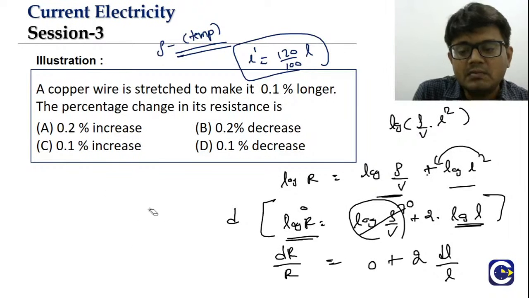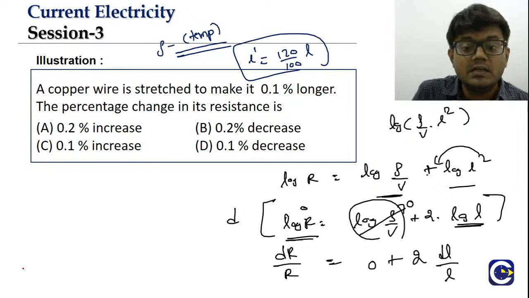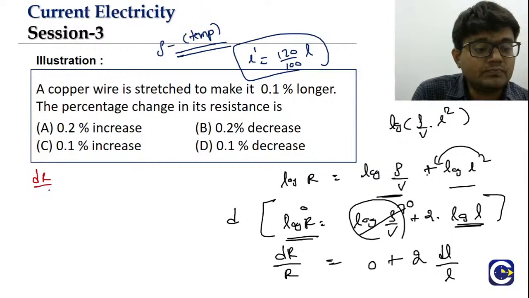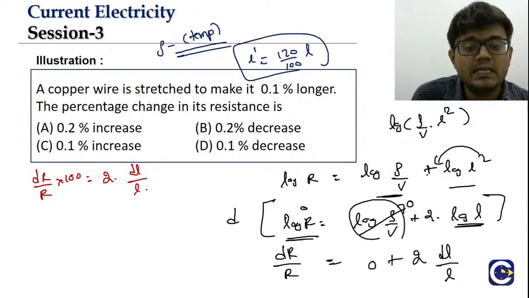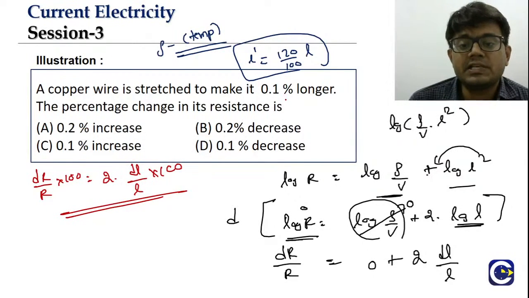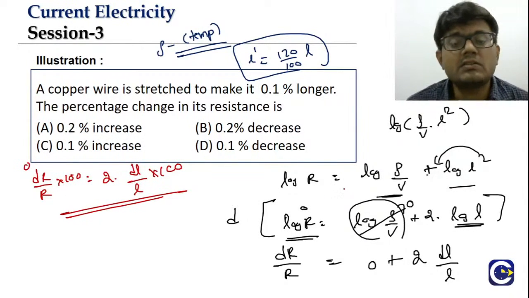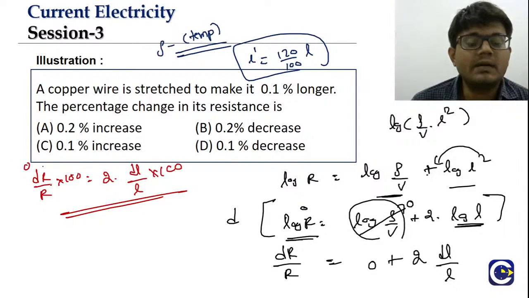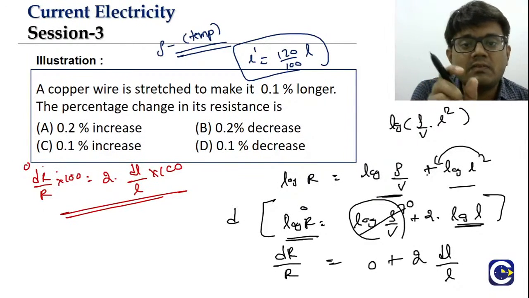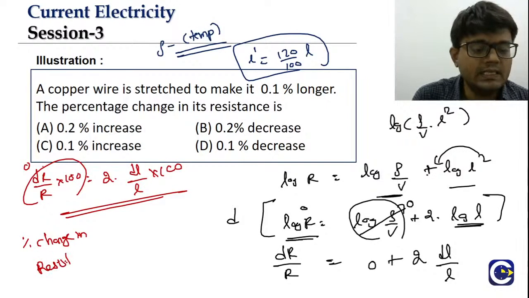Now look, what do we have? We are having the relation. What is the relation we are having? On the left hand side, dr by r. Multiply by 100, that will be equal to what? 2 times, on the right hand side, dl by l into 100. Here, why can we use this only in case of small percentage changes? Because we can take the derivative only when the change is very small. So dr by r is the small change in the resistance by the original resistance, into 100. Then this is the percentage change in the resistance.